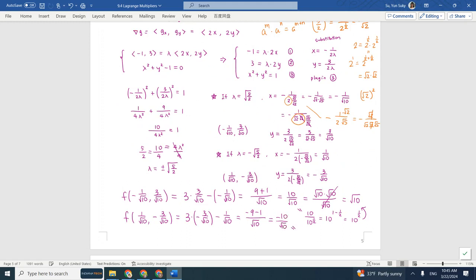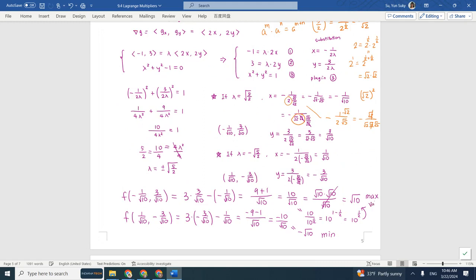So the answer is negative, you mean square root of 10. Yes. Which number is bigger? The top one, the positive one is bigger, and the bottom one is smaller. So therefore, we know this is a maximum and this is a minimum. So, sorry, this is the maximum value. This is the minimum value. And then this point is a maximum.